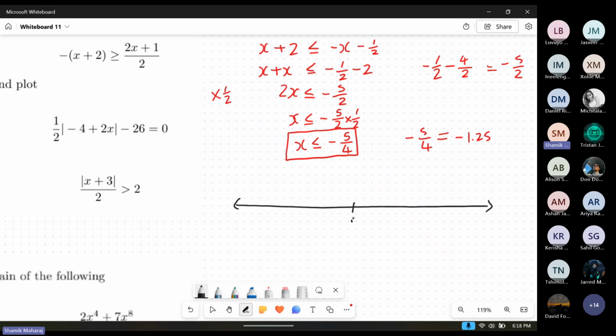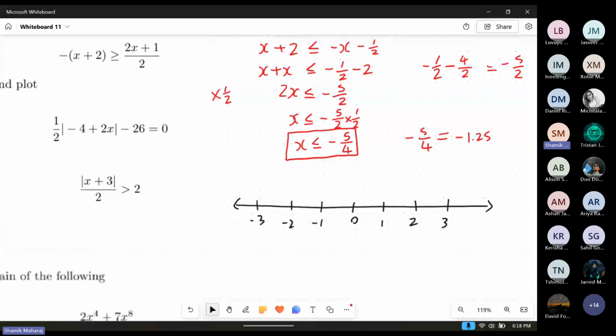So let's draw a number line, 0, 1, 2, 3. We don't need too many numbers here because this is a small number we're dealing with. Minus 2, minus 3. And now we need to spot this number. Negative 1.25 will be somewhere here. Okay, maybe I shouldn't do that. So let's just do the proper thing in one go.